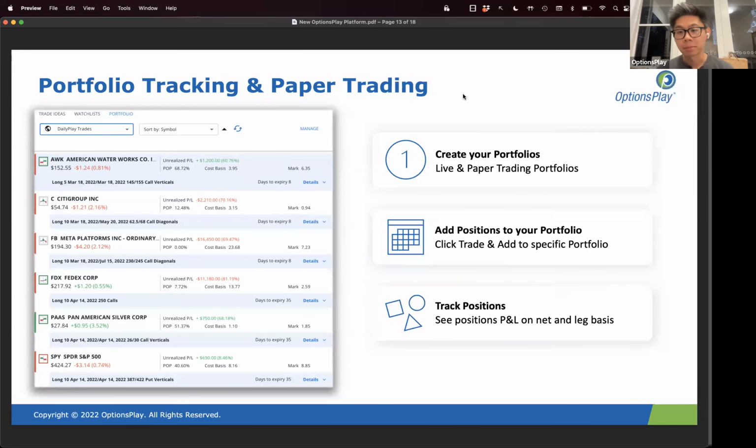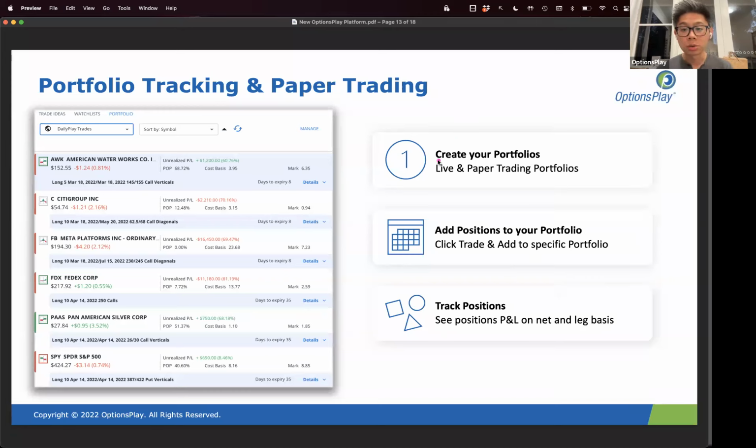Portfolio tracking and paper trading. So this is a big part of what we've added to the new platform. A lot of you have been asking us about portfolio tracking, or being able to upload your own portfolios, and paper trading. So this is now all built into a single one.